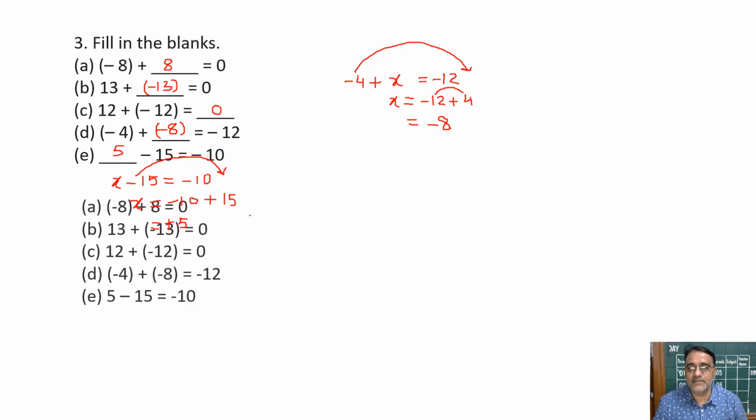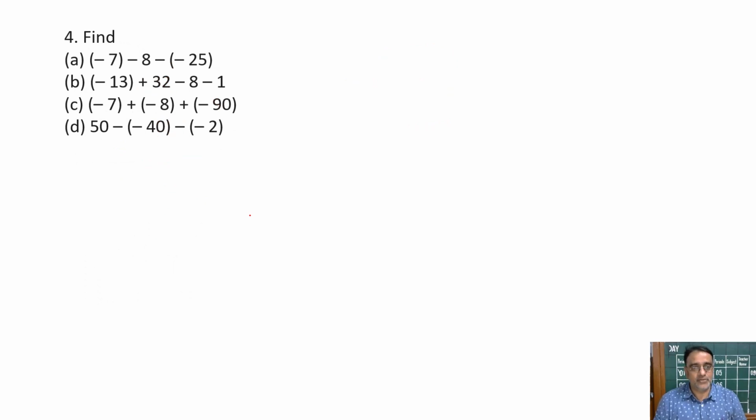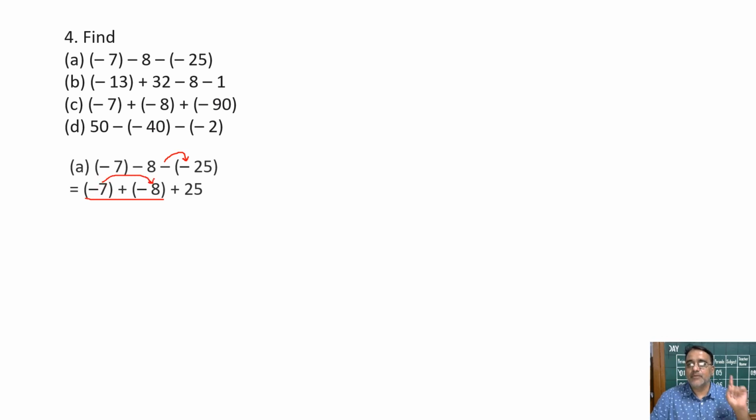Now the last question of the exercise is the fourth question. Okay, so let us start with the fourth question. Look carefully, this minus and minus will become plus. Now these two are of the same sign, so we will add these two numbers and then we will put the sign. 7 plus 8 is 15. Put the same sign, minus 15.